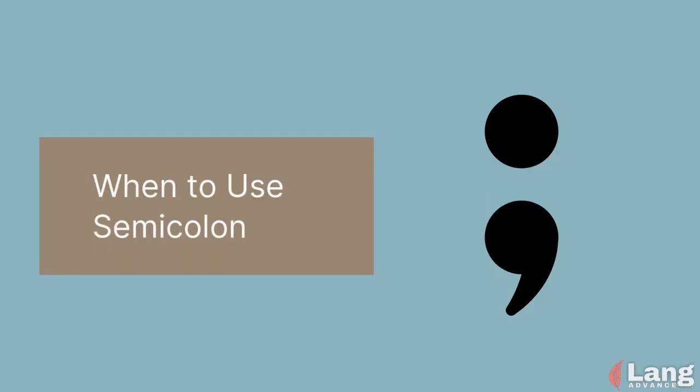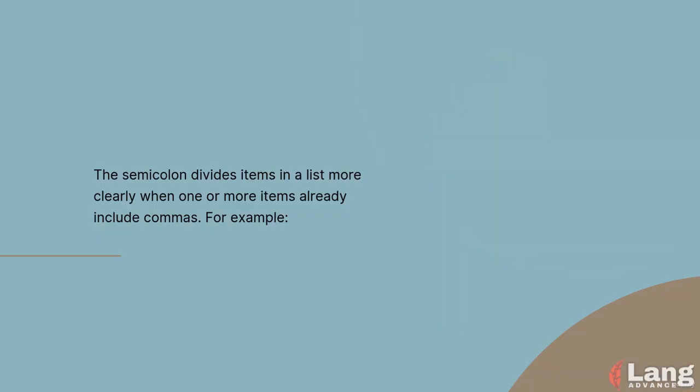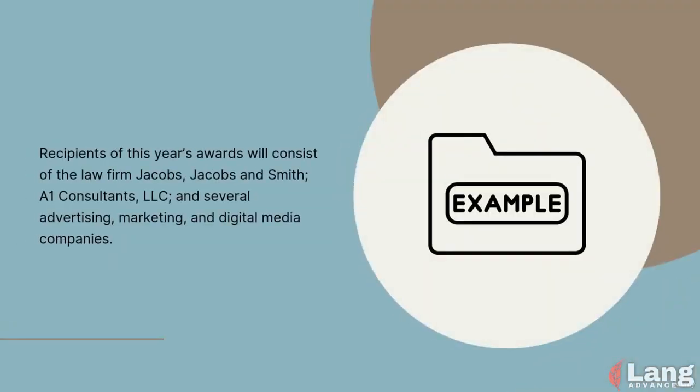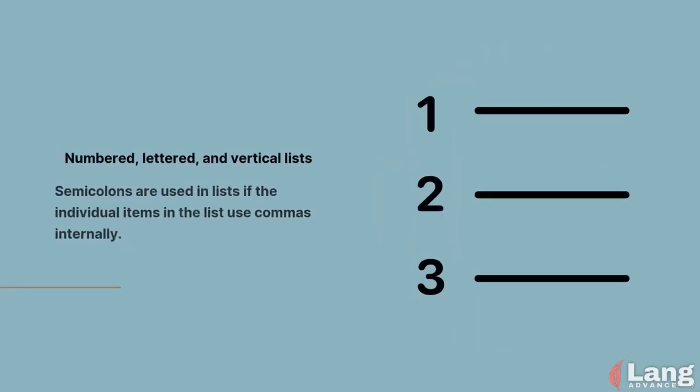When to use a semicolon? The semicolon divides items in a list more clearly when one or more items already include commas. For example, recipients of this year's awards will consist of the law firm Jacobs, Jacobs and Smith; A1 Consultants, LLC; and several advertising, marketing, and digital media companies. Numbered, lettered, and vertical lists. Semicolons are used in lists if the individual items in the list use commas internally.